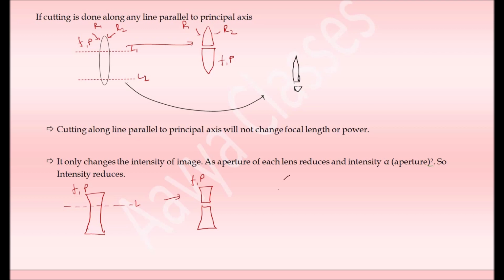So suppose this is our lens, this is our concavo-convex lens, and if we cut this lens along this line, then we get two lenses basically, and the focal length and power of both lenses will be same. Both lenses will form the complete image. All parts of lens will make complete image. There is no change in focal length or power of the lens. Only the intensity of image will be reduced.